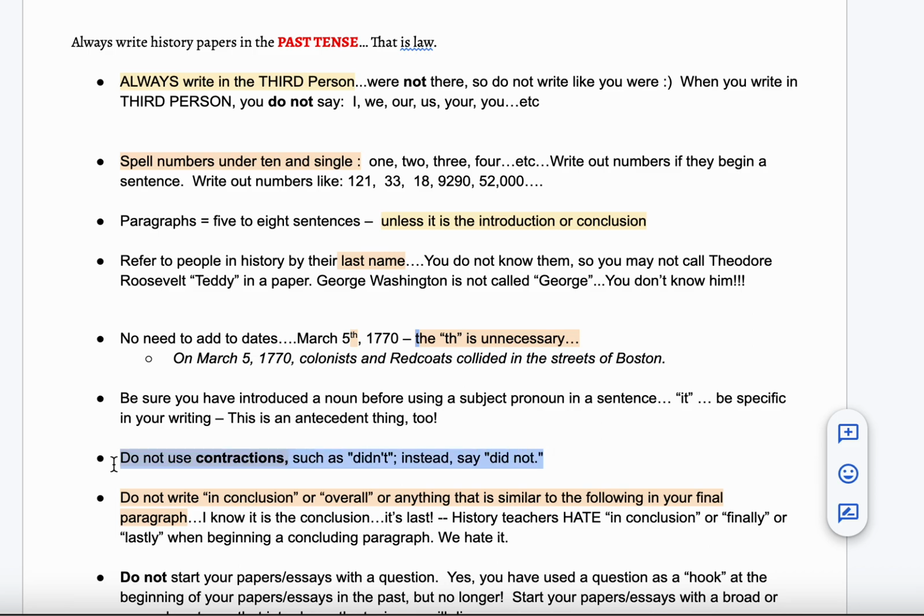You want to drive me bonkers? Use a contraction. I dare you. Do not use contractions. Not didn't, or shouldn't, or wouldn't, or couldn't, or get out of here, dictionary. Say did not, would not, could not, should not, everything not.